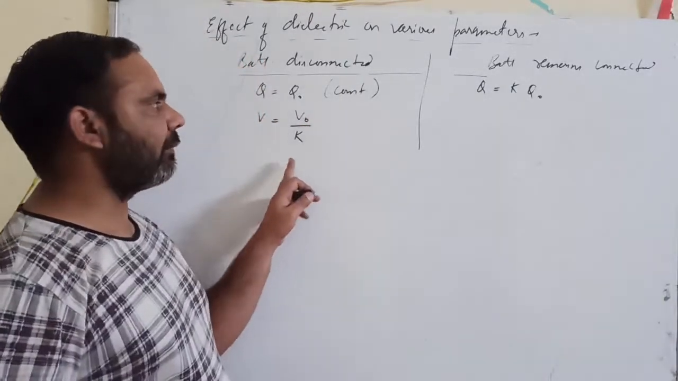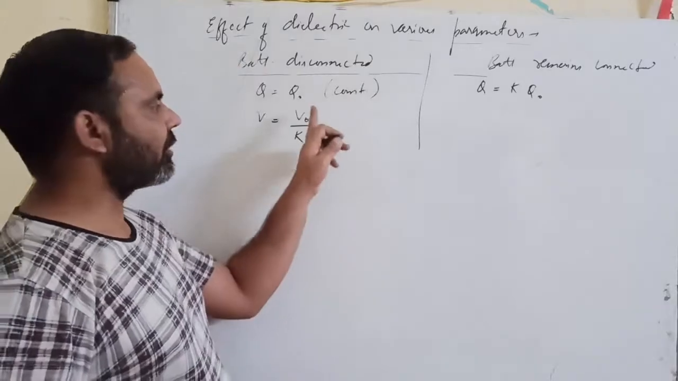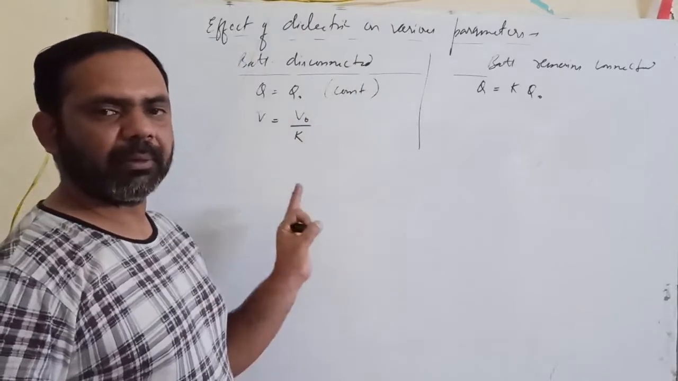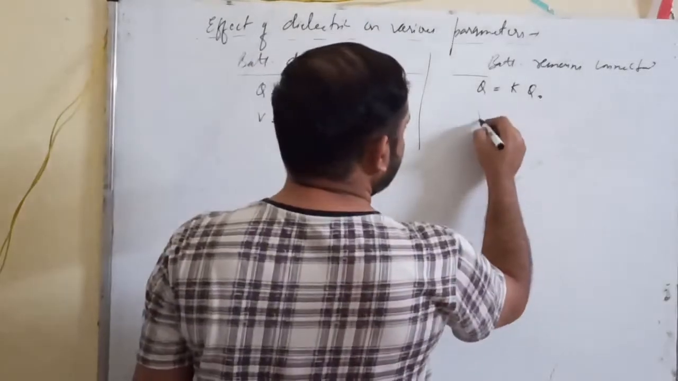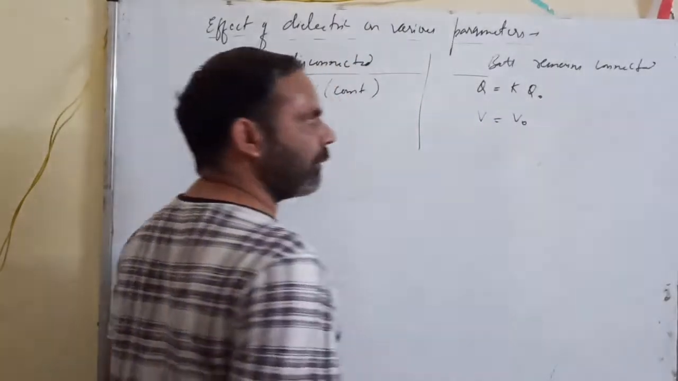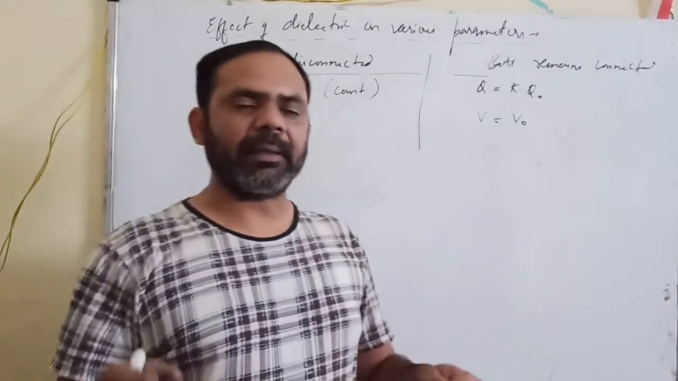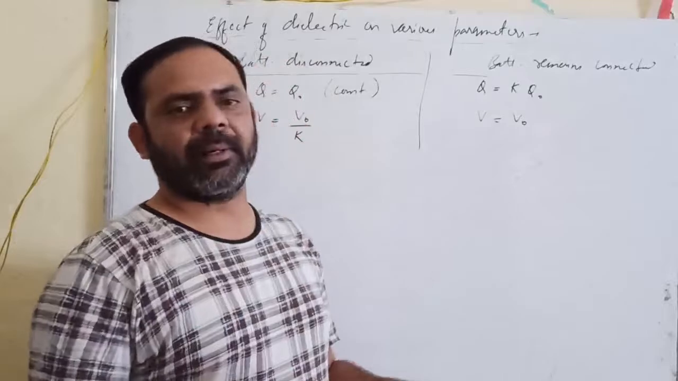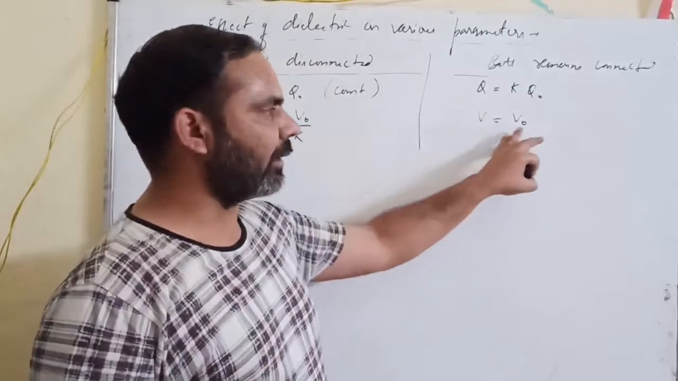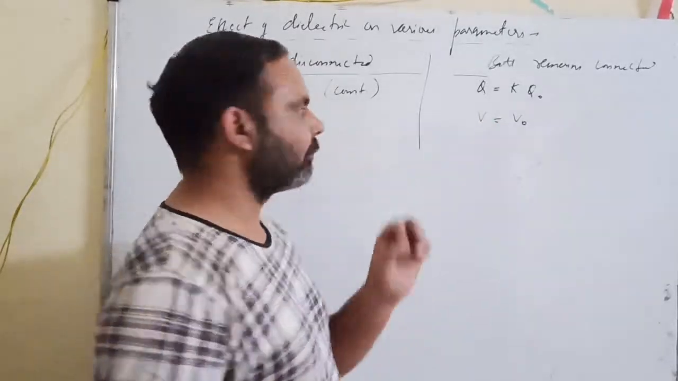The potential difference, if you remove the battery, becomes V naught upon K, 1 upon K times the original potential difference. But here V is equal to V naught, because a battery maintains the potential difference between the plates of the capacitor. If you keep the battery connected, then it will maintain that potential difference. So V will remain V naught.